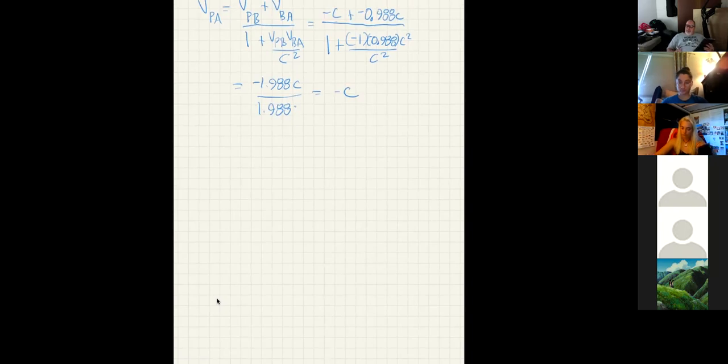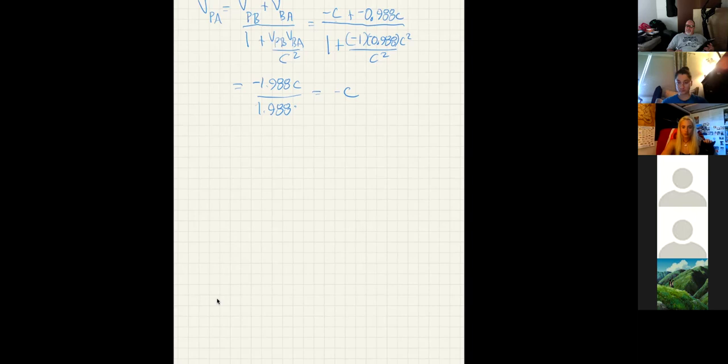The second principle of relativity is the speed of light is independent of the motion of the source or the motion of the observer. It is, in fact, a constant. And it's that, 3.00 times 10^8 meters per second. And this equation showed that. That's kind of neat, right?